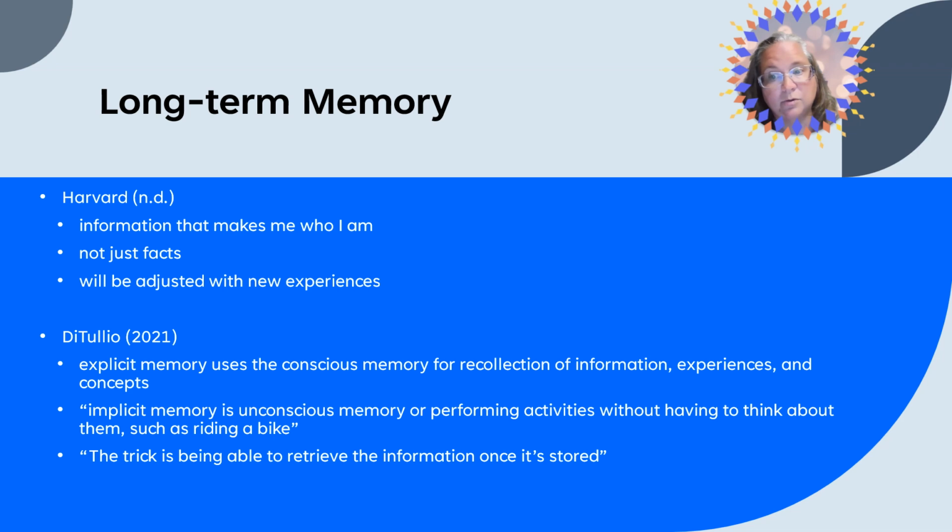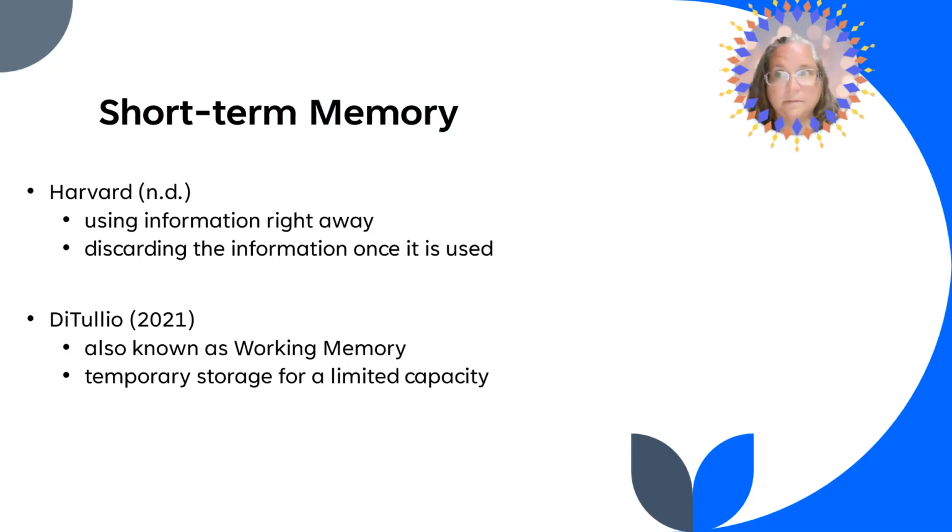According to Taylor, it's explicit memory that uses conscious memory for recollection of information, experiences, and concepts. Also, there's our implicit memory, which is unconscious and lets us do things without thinking about it, like riding a bike. The trick is being able to retrieve the information once we've stored it. It's figuring out how to get it back out.